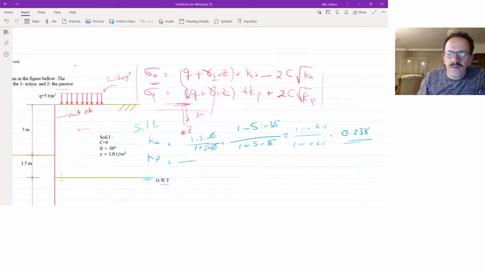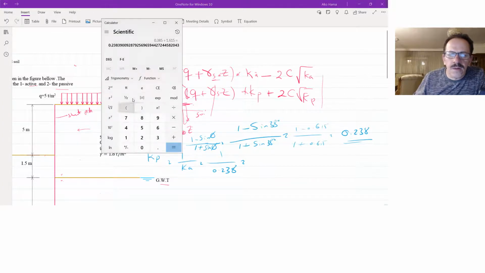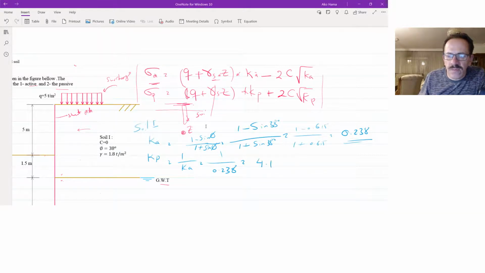What will be the value of the Kp? It's equal to 1 over Ka, which means 1 over 0.238. So it's 4.195. So this is for soil 1.